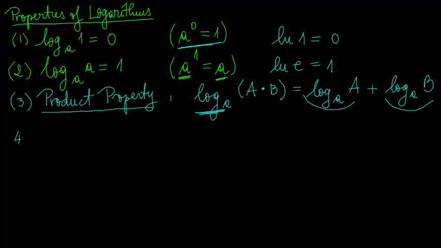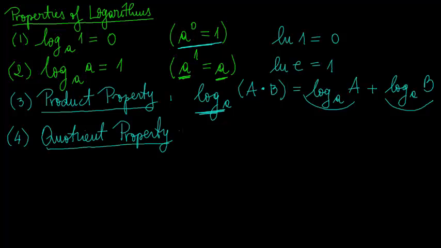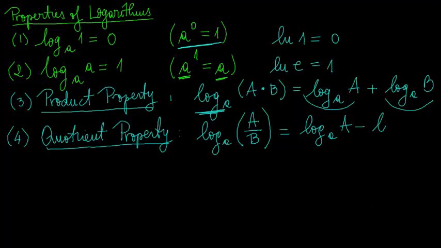A very similar property is the so-called quotient property. And now we're talking about division, namely log base a of a over b. So before we had that the logarithm turned multiplication into addition, so now it's going to turn its opposite operation of division into its opposite operation of subtraction. So we have log base a of a minus log base a of b.